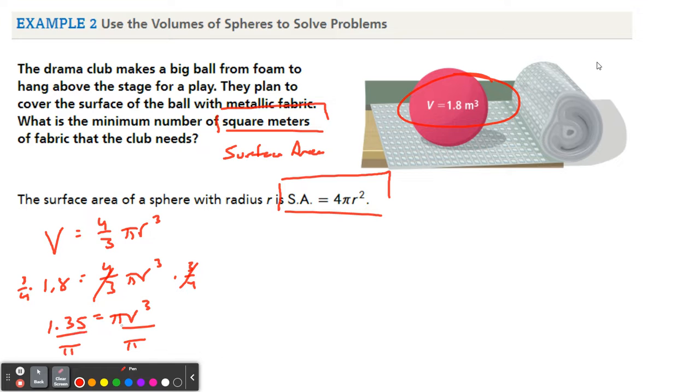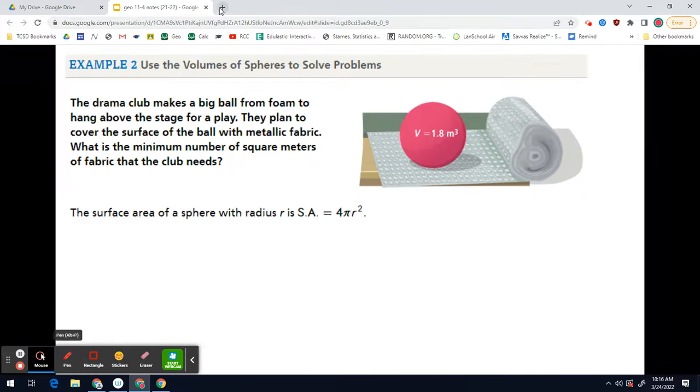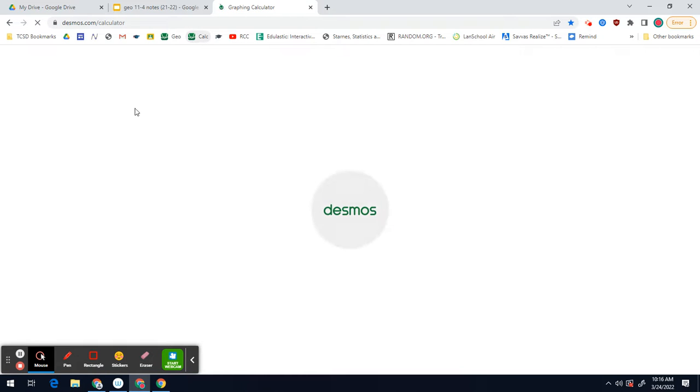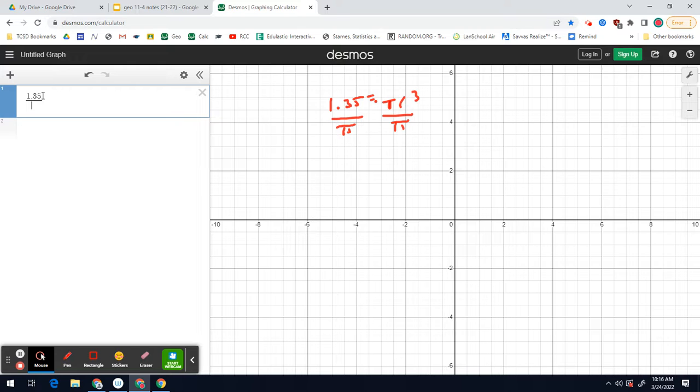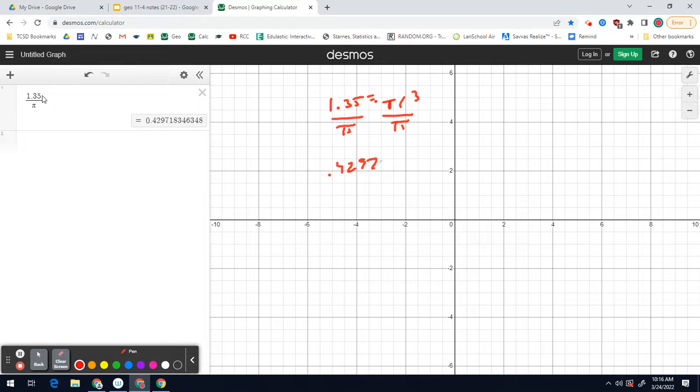Now I'm going to divide by pi. So now I'll get a nasty number. When I divide by pi, I'm going to take this on to Desmos. I'll rewrite it on Desmos. So right now I have 1.35 equals pi r cubed divided by pi. And when you take 1.35 divided by pi, you get that decimal, 0.4297. But again, don't round.